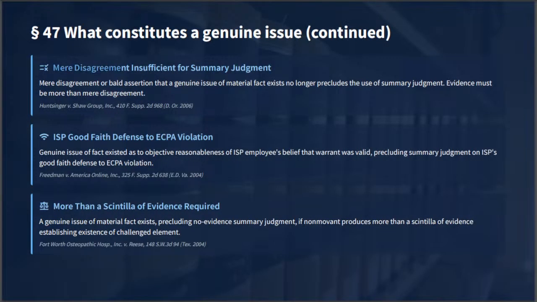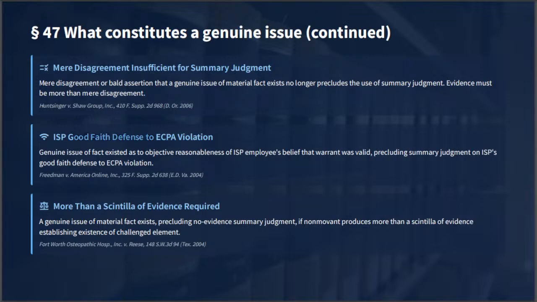Now we have a mere disagreement isn't sufficient for summary judgment. We've read this before. The mere disagreement or bald assertion. What's a bald assertion? Bald usually means with no detail, just a general, all-encompassing assertion that a genuine issue of material fact exists no longer precludes the use of summary judgment. Evidence must be more than mere disagreement. And that's from Hutzinger versus Shaw Group, 2006.